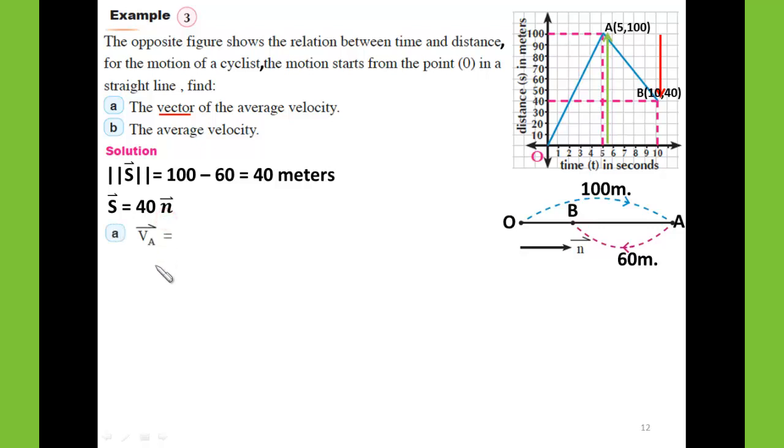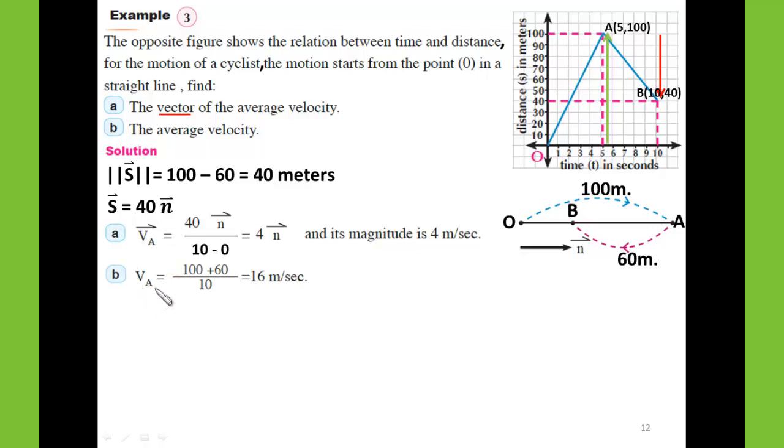And to determine the vector of the average velocity, VA, we write the rule. VA equals S over T2 minus T1, over the time interval. S equals 40n over 10 minus 0, which equals 4n, and its magnitude is 4 meters per second. And the average velocity is not a vector. It is total distance over total time. Total distance equals 100 plus 60, 160, over 10, which equals 16 meters per second.